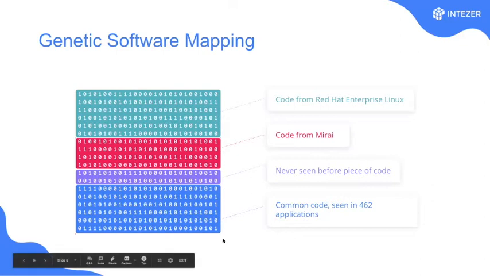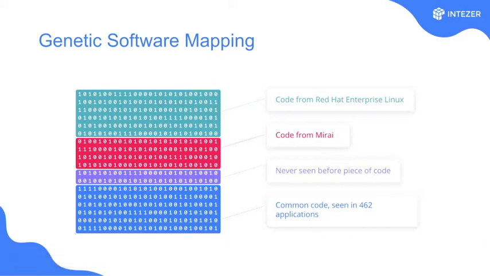This blue code here is what we call common. It means that it's not the pure DNA of the file, and we've seen it in other applications. So this could be some kind of library, for example. And lastly, and this one is relevant specifically for national CERTs and organizations that are worried about APT attacks.